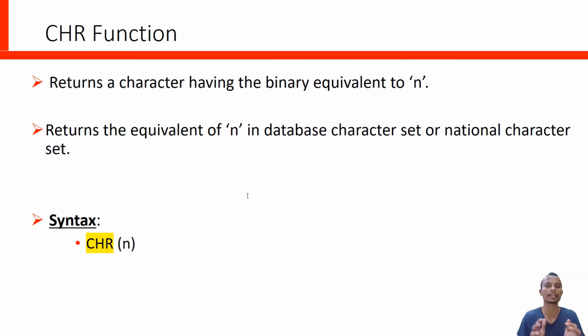Now let's move to the next function, the CHR function. The CHR function returns a character having the binary equivalent to n. It returns the equivalent for n in the database character set or national character set. The syntax to follow is passing the number n as a parameter in the CHR function. Let's have a look at an example pertaining to the CHR function.